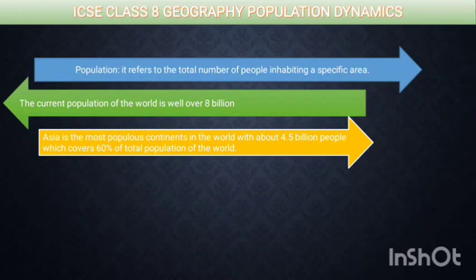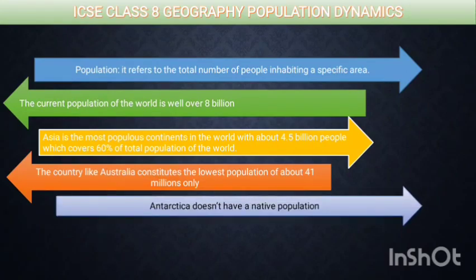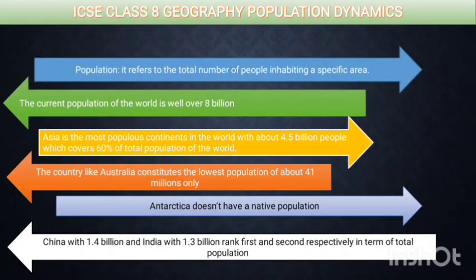And also Asia is the largest continent in our world. On the other hand, we have a country like Australia, which has the lowest population. The population of Australia is only 41 million. Next, Antarctica is one of the continents on our earth's surface, but it doesn't have any native population. China is the most populous country in the world, and India is followed by China.